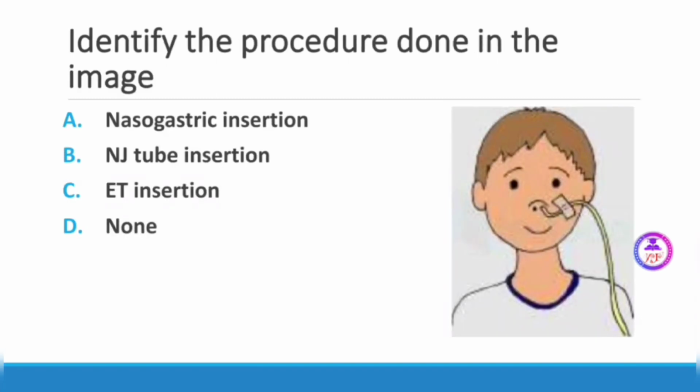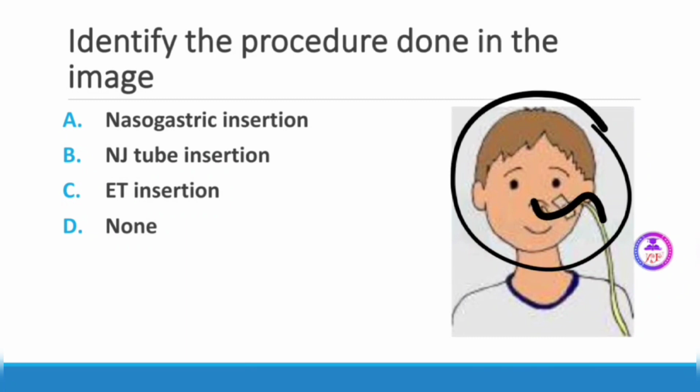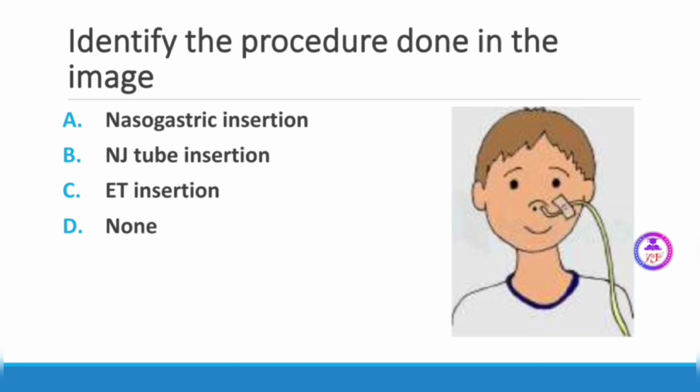Identify the procedure done in the image. See, there is a boy who is having a tube which is going into the nose and it is fixed here on the cheeks and it is hanging. So we have to identify this. What is it? Is it a nasogastric insertion, a nasojejunal tube insertion, an endotracheal tube insertion, or none of the above?